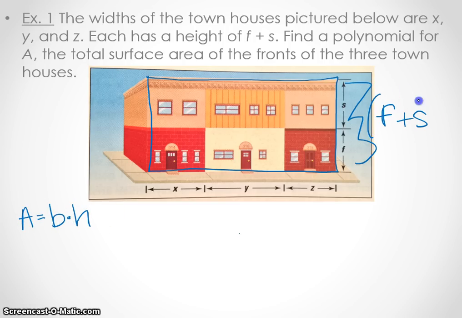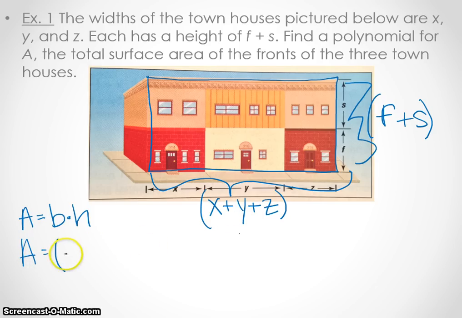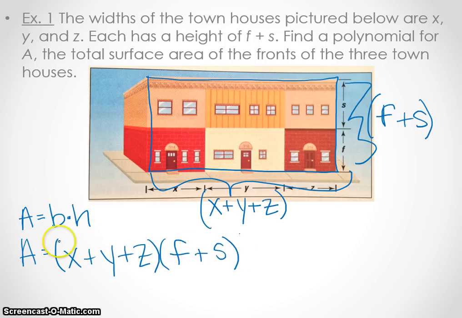We already have our height. It's f plus s. Now for our base, we have to take the whole base here. So that's going to be x plus y plus z. Now we take these two measurements and we plug them into our area formula. So we get A equals, our base is x plus y plus z, and our height is going to be f plus s.